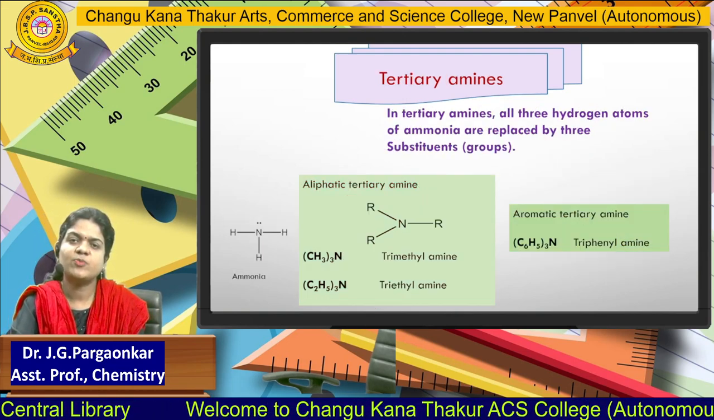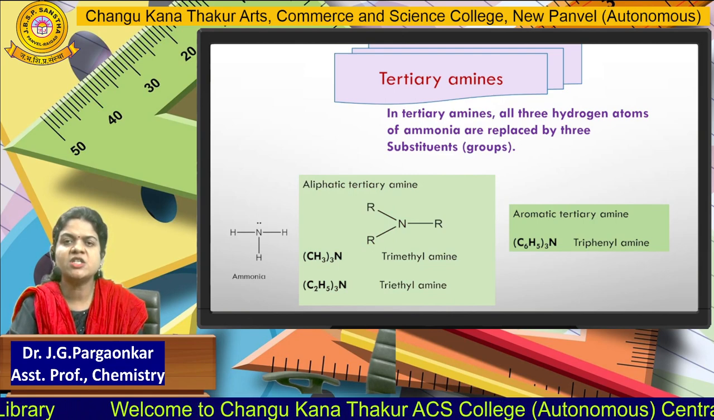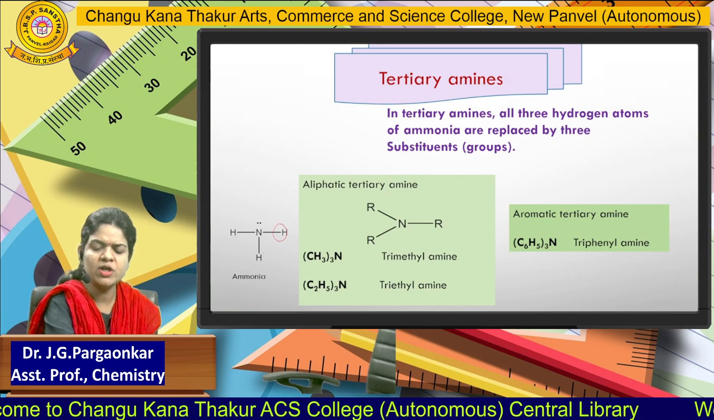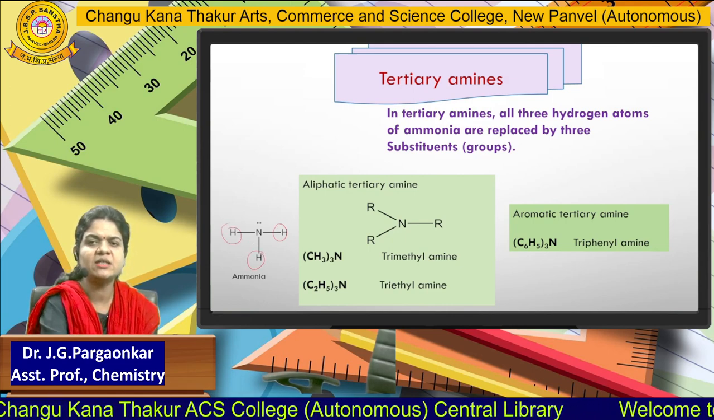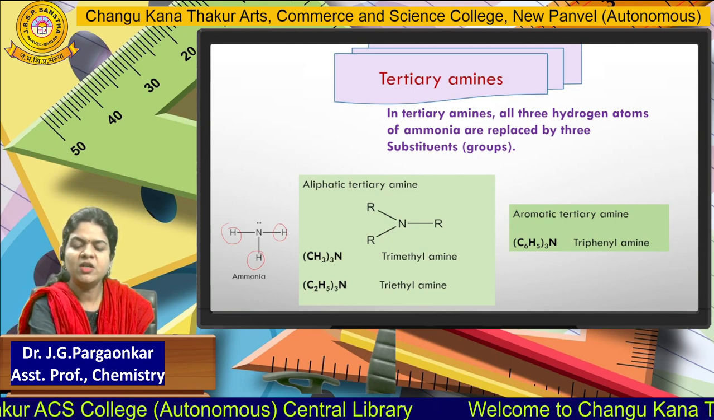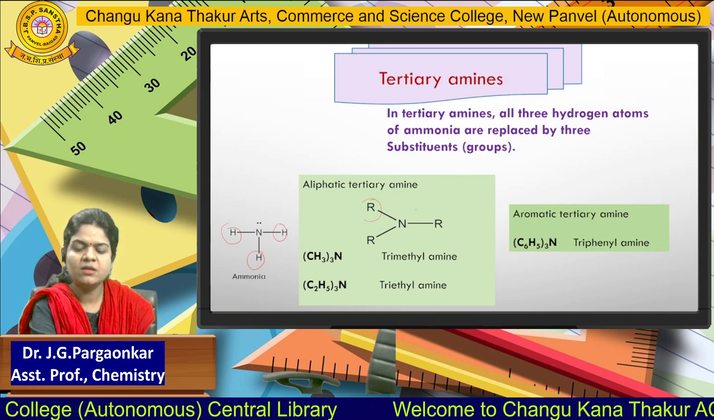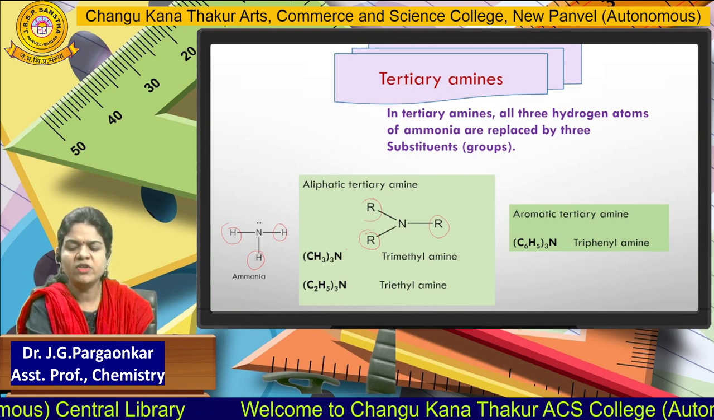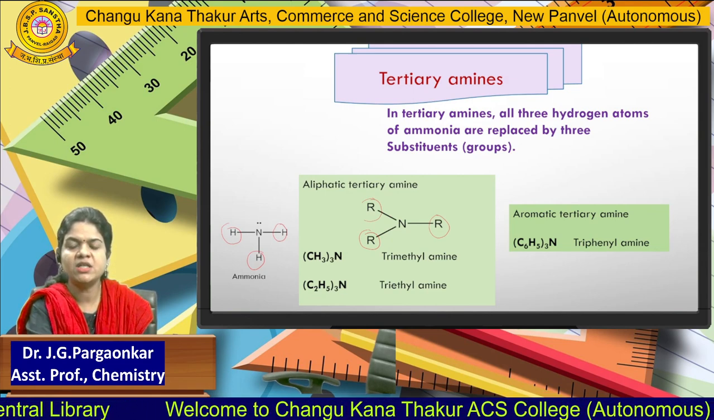See, the next point is the tertiary amine. In tertiary amine, all the three hydrogen atoms, students see, this is the ammonia molecule, all the three hydrogen atoms are replaced by alkyl groups. Then it will be like that. We will see this structure, alkyl groups. So what will this be? This will be the aliphatic tertiary amine.